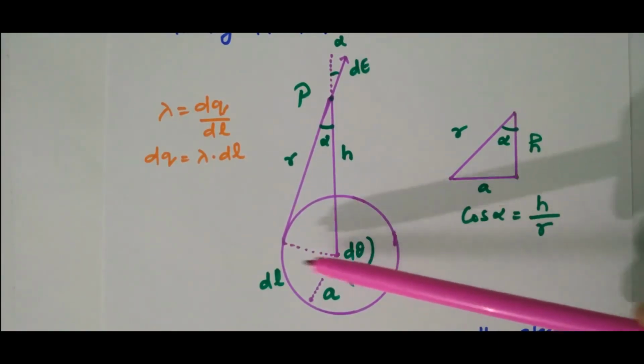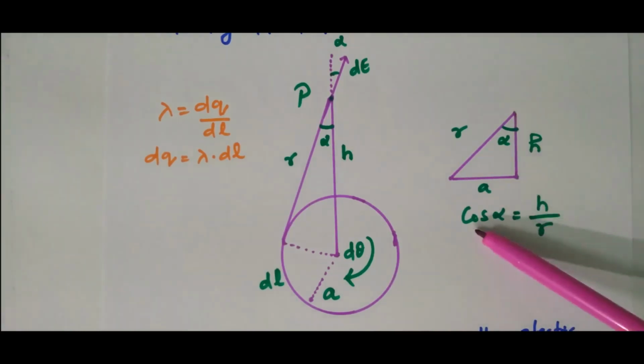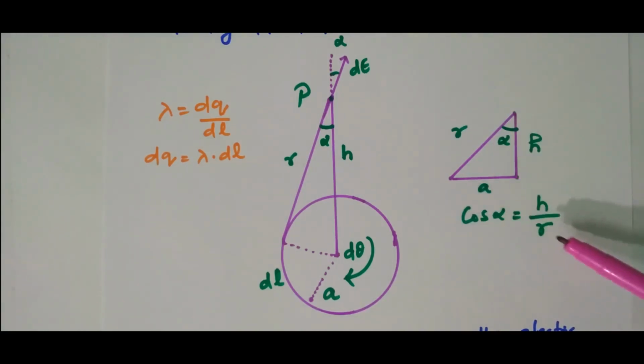So this triangle is drawn separately here, A R H, with an angle alpha. From that, if you find cos alpha, it means adjacent side by hypotenuse, h by r. During the calculation we can use this cos alpha equal to h by r.